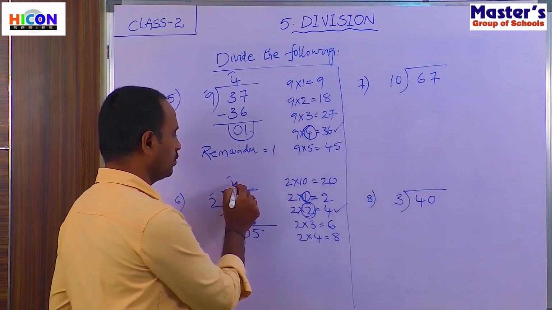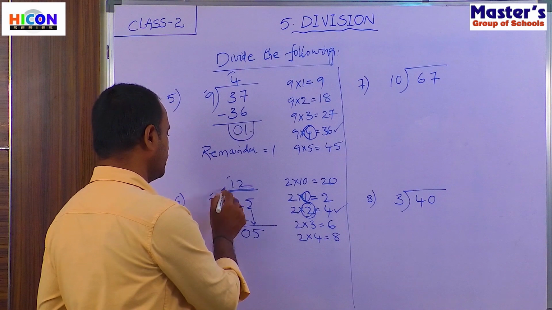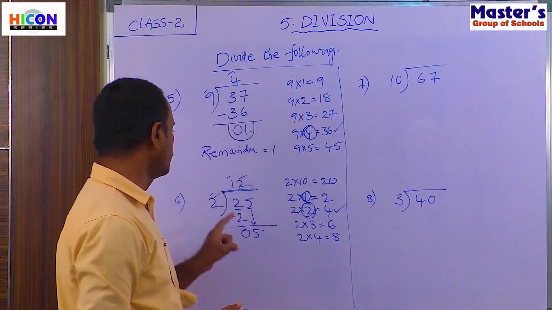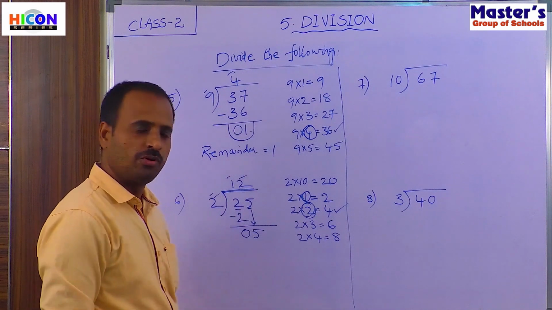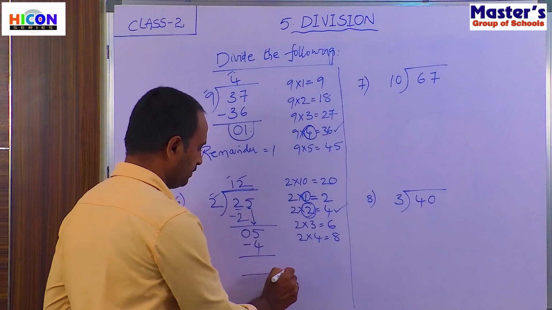So write 2 in the quotient, beside 1 above the dividend. And multiply these two numbers, 2 and 2, and write the product below 5. That is 2 twos are 4. So write 4 below the second digit and subtract.